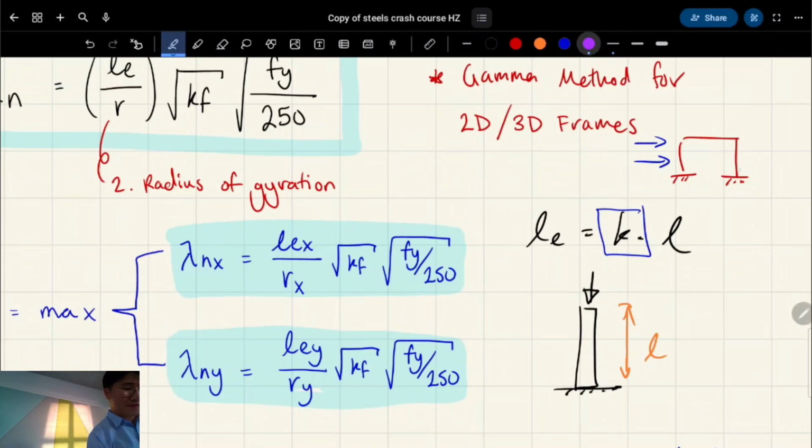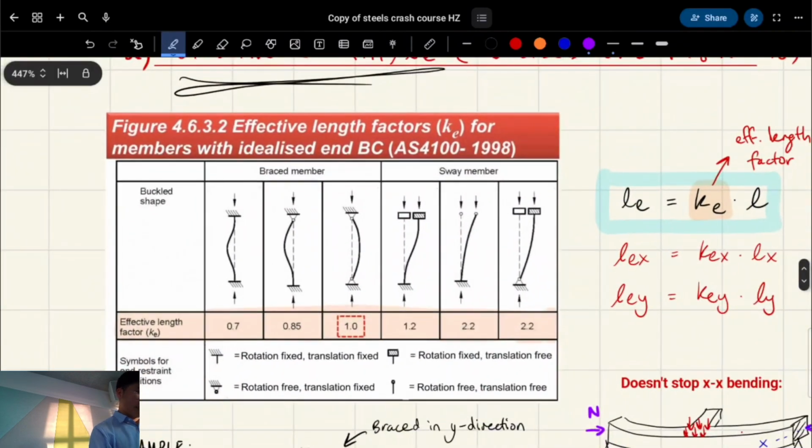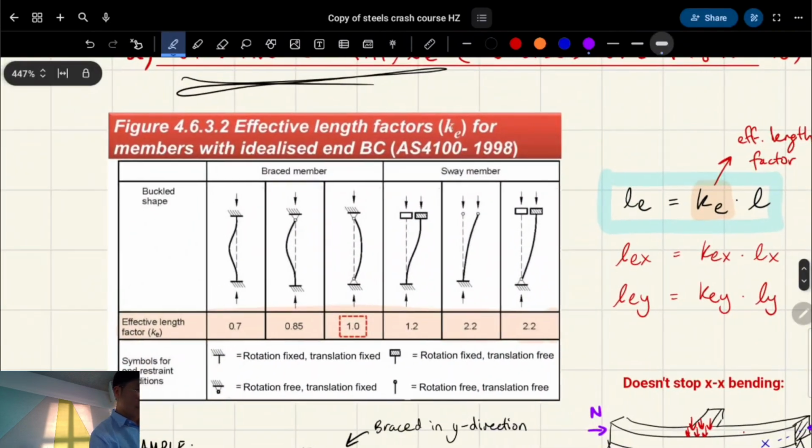What happens if we do this? It's going to be stable. Yeah, against wind and lateral loads, right? That's called a braced frame. Those are the two types, yeah? And that will heavily affect the effective length of buckling, okay? So let me show you this. This is the idealized charts. So braced members and sway members have different rules.